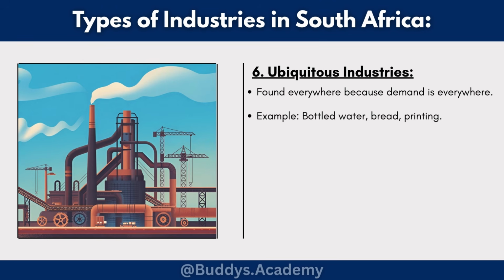The next type of industry will be your ubiquitous industry. Now this is going to be found everywhere because demand is going to be everywhere. An example will be bottled water, bread, or even printing.